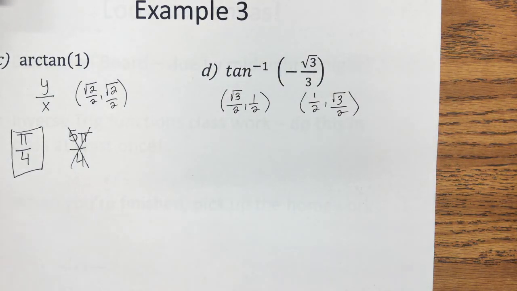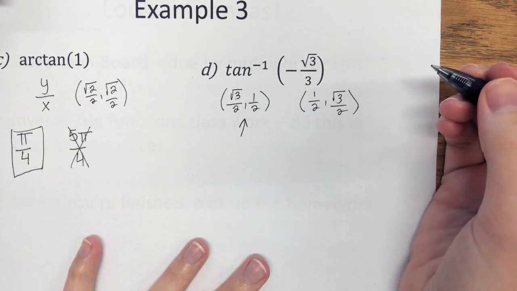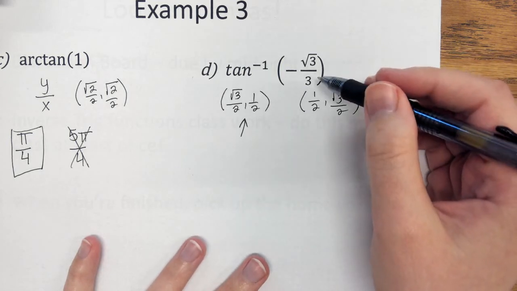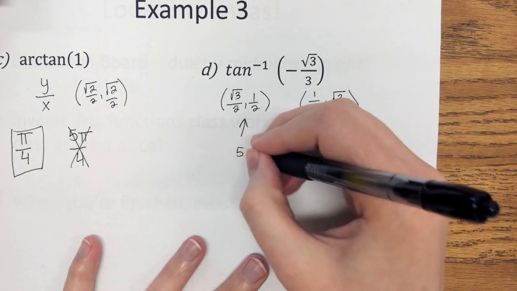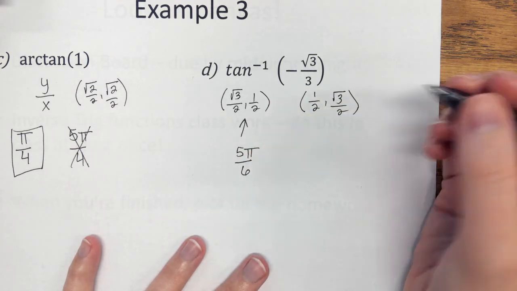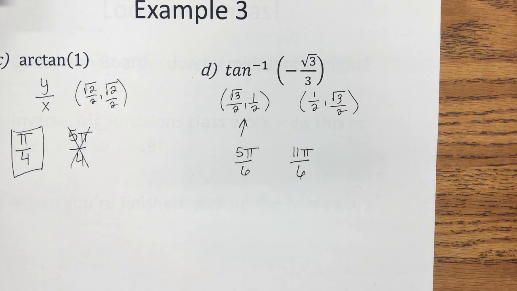Much better. Now the place that's going to happen is at your pi over 6 angles. So I know I'm looking for pi over 6 angles. I know that tangent is negative in quadrant 2, which is 5 pi over 6, and in quadrant 4, which is 11 pi over 6. Now the trick is neither of those is in our domain, right? Neither of those is between negative pi over 2 and pi over 2.